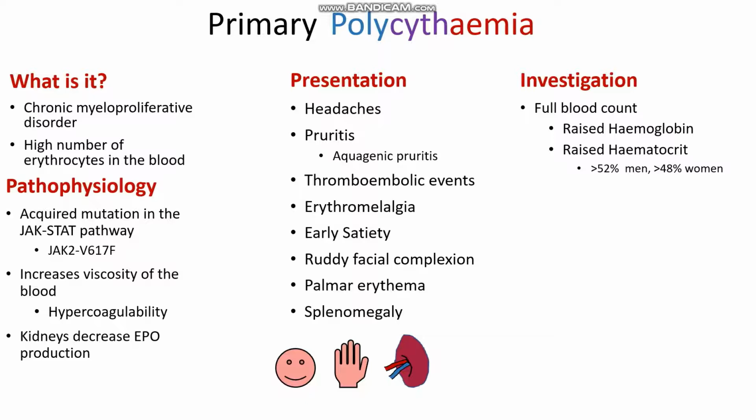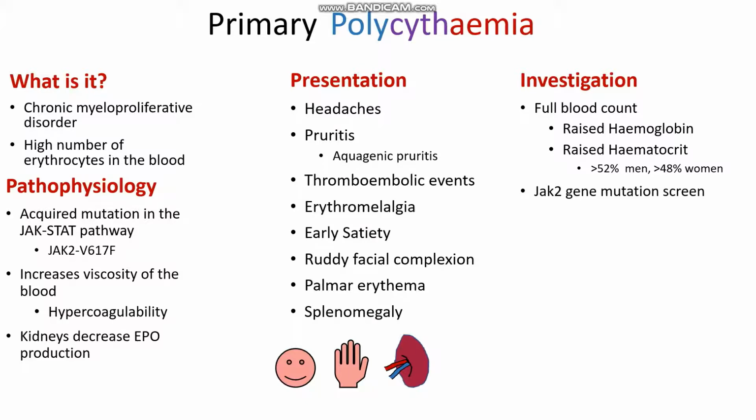in women. The next thing that we want to do is work out if this is a primary or a secondary polycythemia. Now, we'll talk a little bit about secondary polycythemia in a bit, but just to know, 90% of primary polycythemia cases actually arise from the JAK2 mutation. So therefore, we're going to do a JAK2 mutation gene screen to work out if they have the JAK2 mutation.